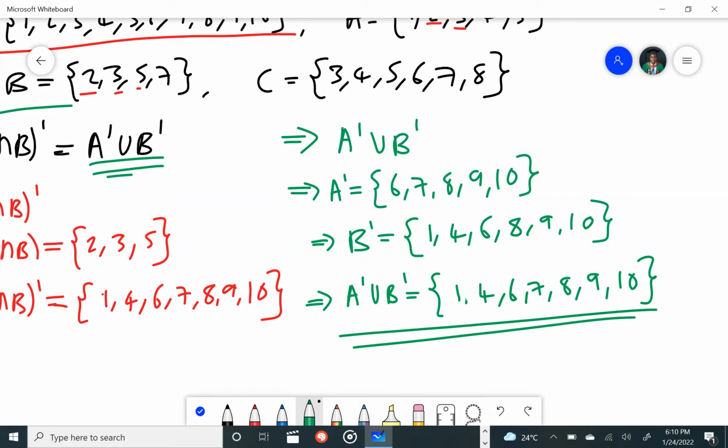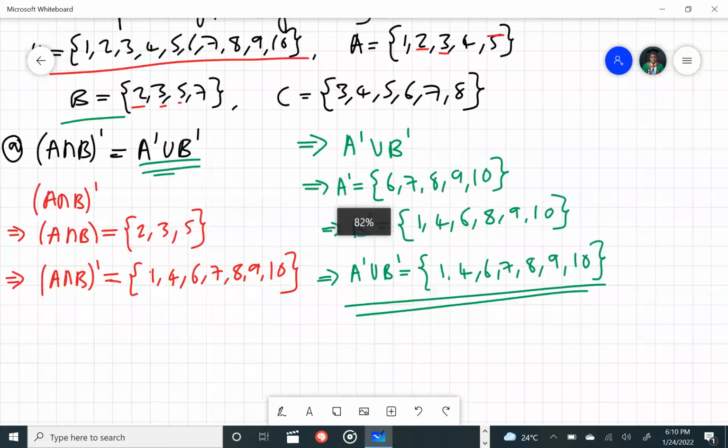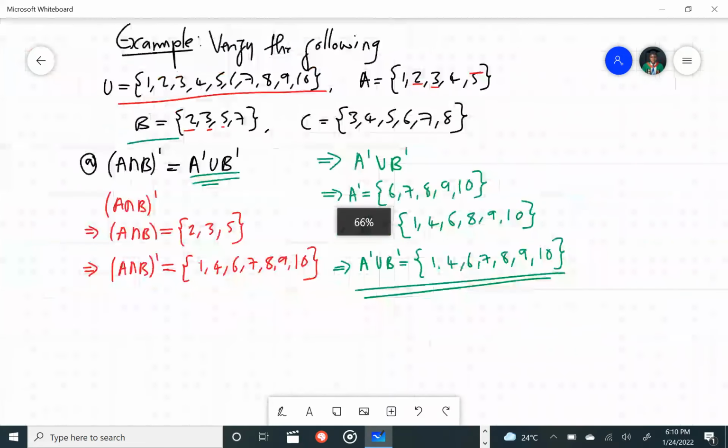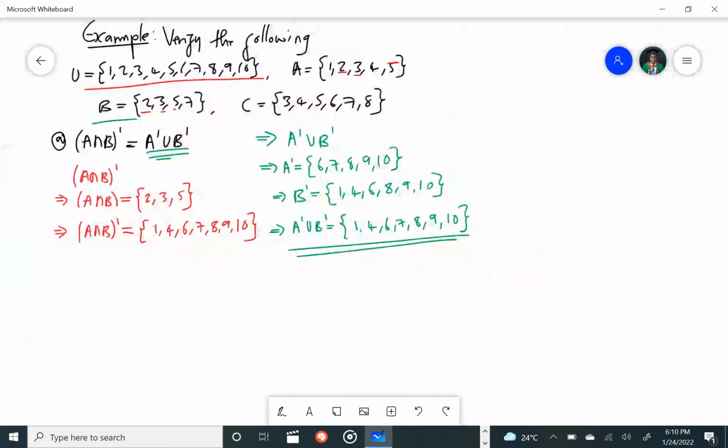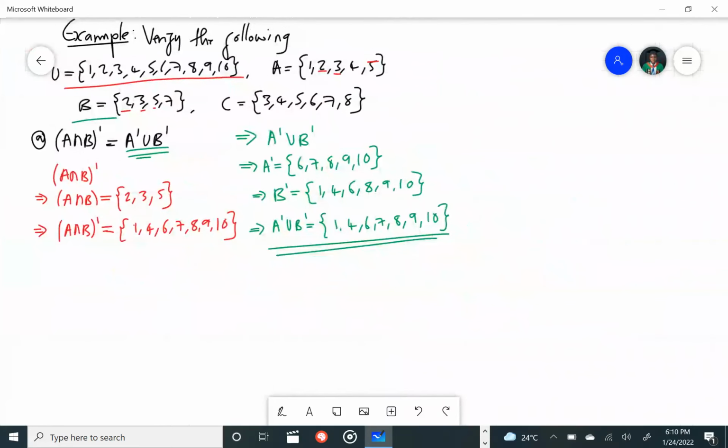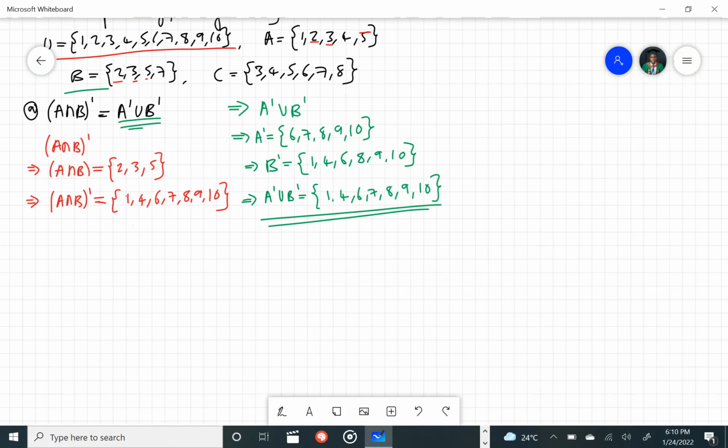So you see that from what we've written, okay, so let's just do this so we can be able to see what we've done. So you see that we found what? Same answer. So meaning we've verified the De Morgan's law. So that's how you want to go about it.